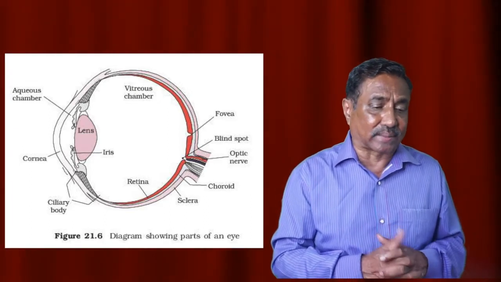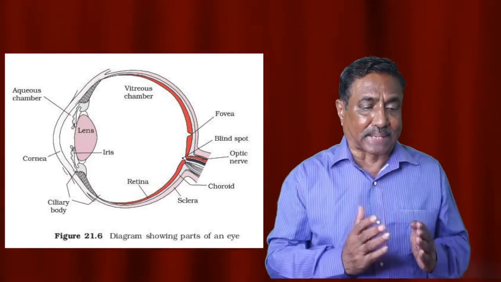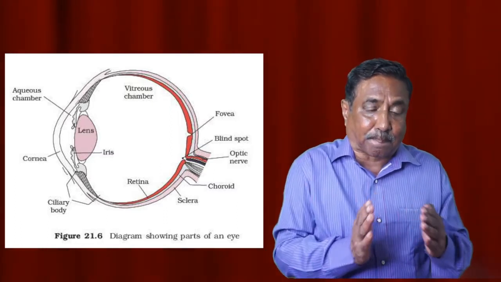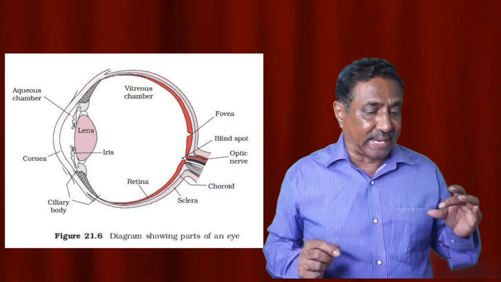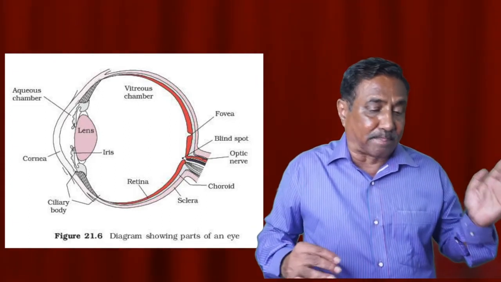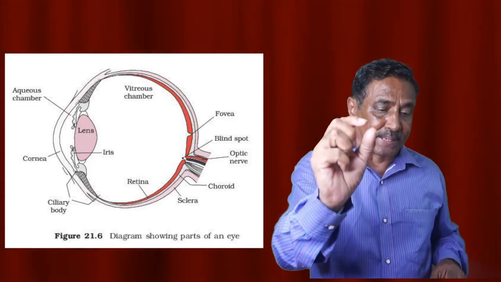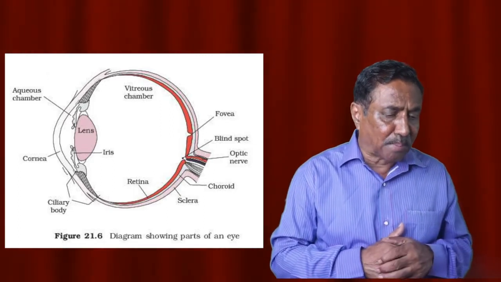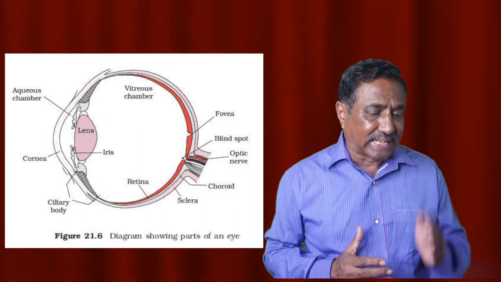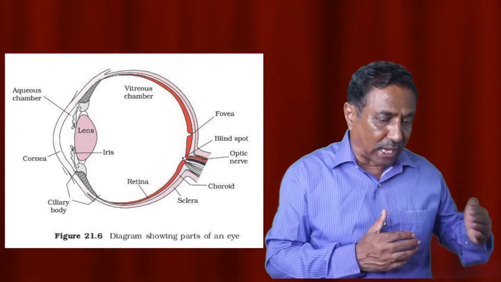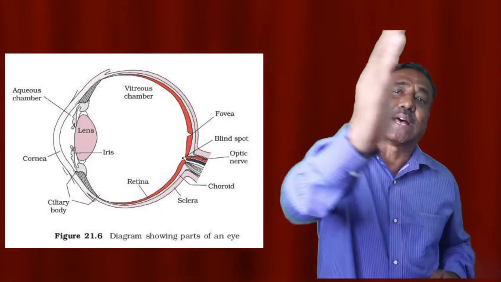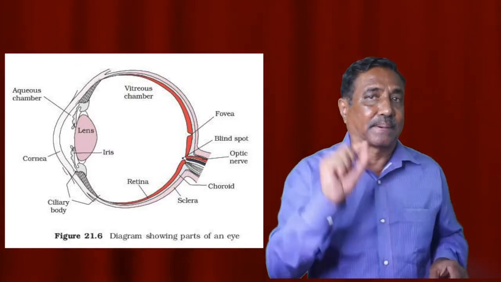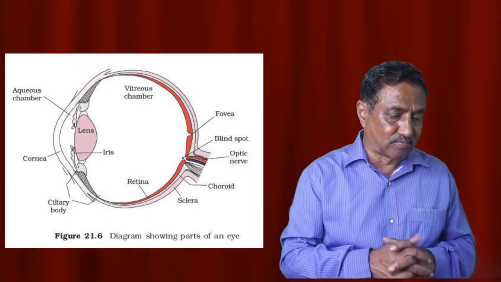And the region where the photoreceptors are absent is called the blind spot. At the posterior pole of the eye, lateral to the blind spot, there is a yellowish pigment spot called macula lutea, with a central pit called fovea, where cones are densely packed in the fovea region. The light cannot be perceived in the blind spot. That region is called the blind spot.